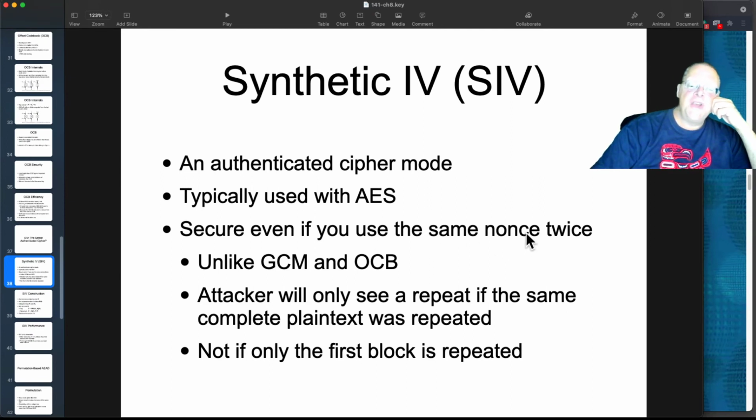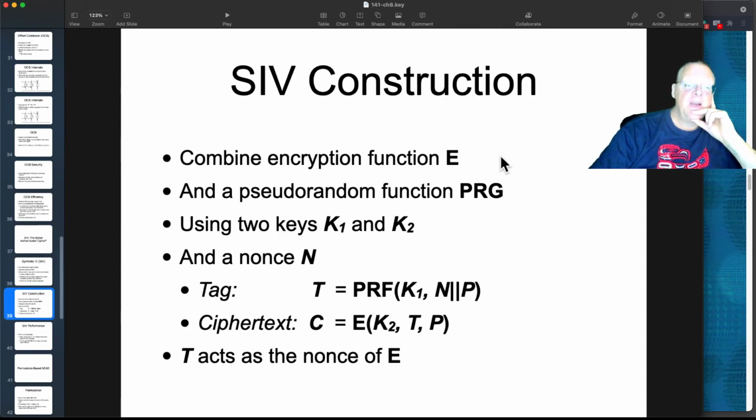Even if you use the same nonce twice, it doesn't matter. You'll only see a repeat if the whole plaintext message, not just one block, is repeated, which is pretty impressive. So you have an encryption function, a pseudo-random function, 2 keys, and a nonce, and you calculate your tag from it and your ciphertext from it.